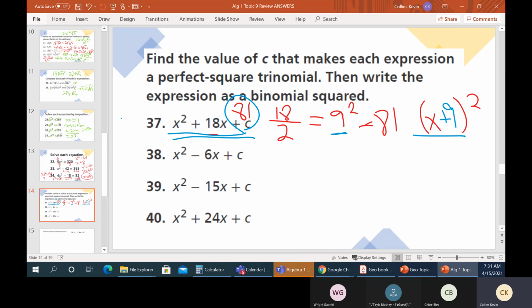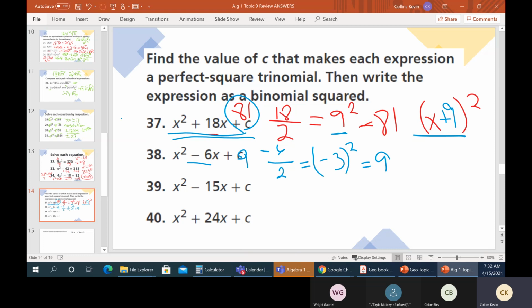So next guy, same thing. And bring the negative sign with it. So we've got minus 6. We divide by 2. That gives us negative 3. Now, whenever you square a number, whether it's positive or negative, your answer is going to be positive. So negative 3 times negative 3 is positive 9. So the number that goes here is going to be positive 9.